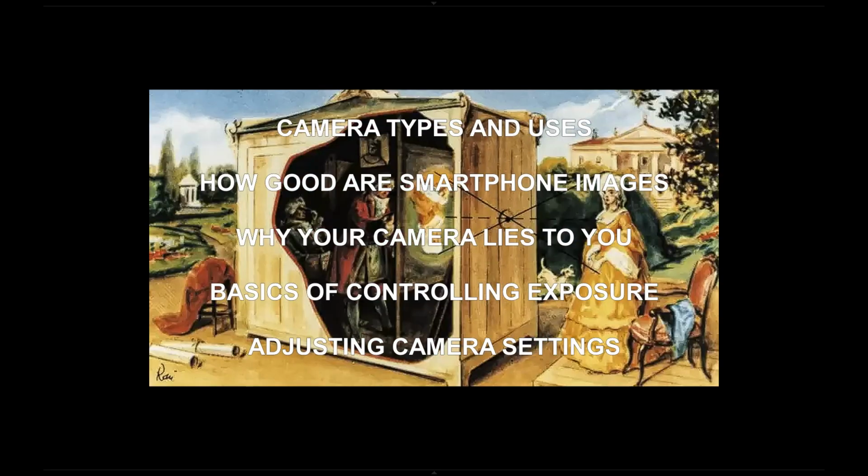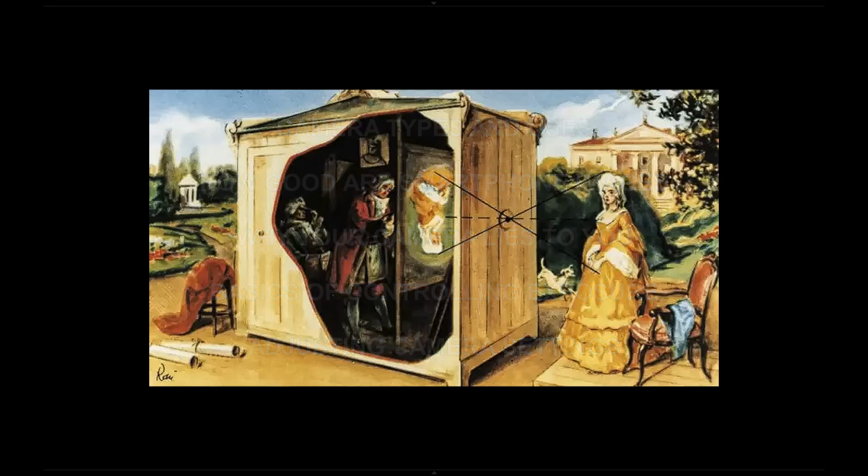So in this video we're going to explore some of these essential skills. We'll be talking about some basic camera types and uses, and a little bit of a discussion about how good smartphones are compared to a dedicated camera. We'll talk about how your camera lies to you in some instances when you're photographing in the field, and then we're going to look in detail at some of the basics of controlling exposure, because while for some people this will be a review of things they already know, for others it'll be an explanation of things they just don't fully understand. And then beyond that we'll have a look at means of adjusting what the camera is trying to do and how you take charge of the camera.